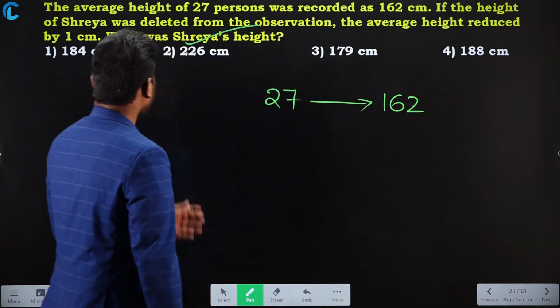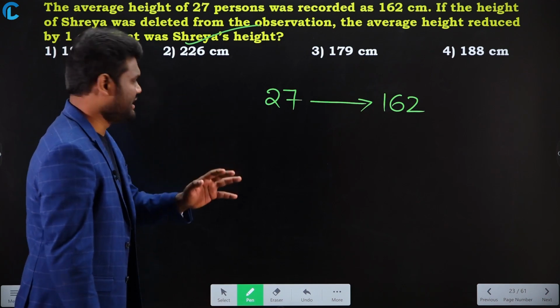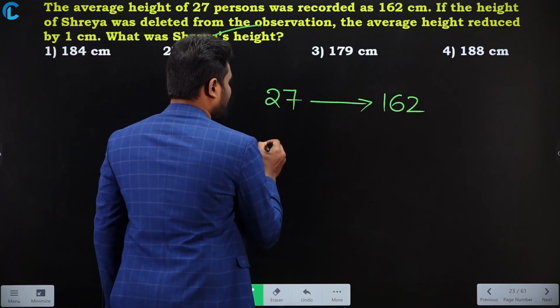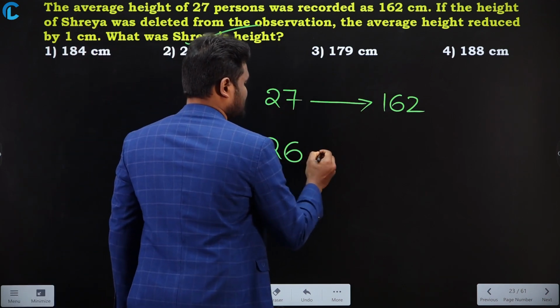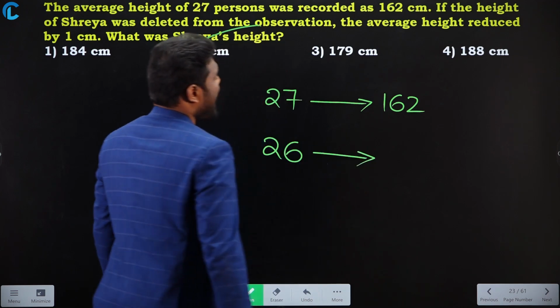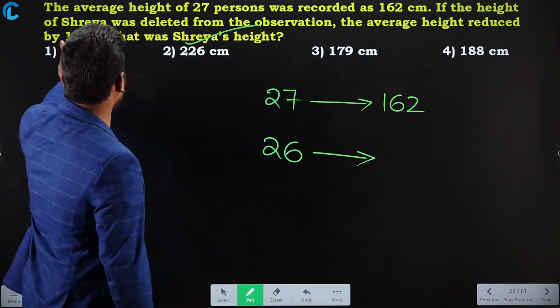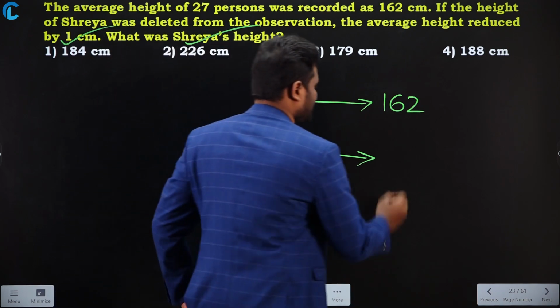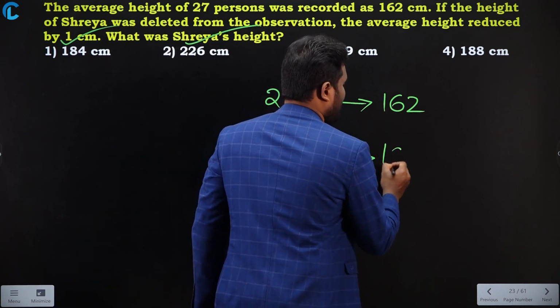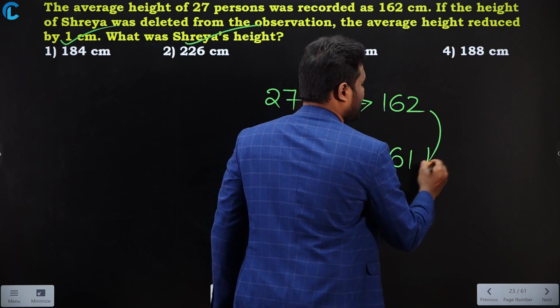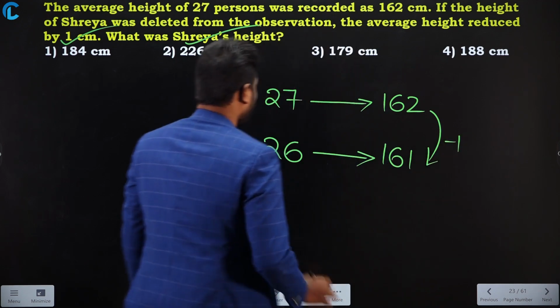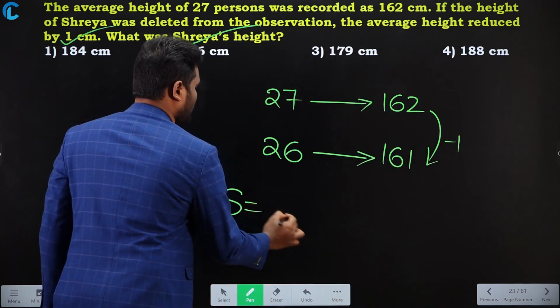Now, later what happened? If Shreya's height was deleted, then initially 27, now it is going to be only 26. Now, due to this, what happened? Average height reduces by 1. Average height reduces by 1 means initially it is 162, now it is going to be 161. Reason, it is reduced by 1. Now, you are supposed to find what is the height of Shreya.